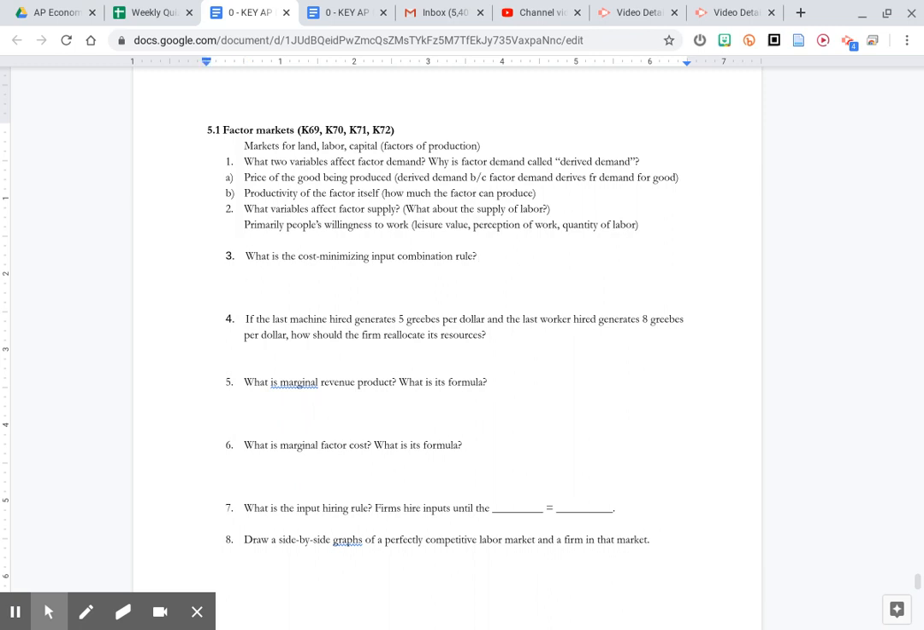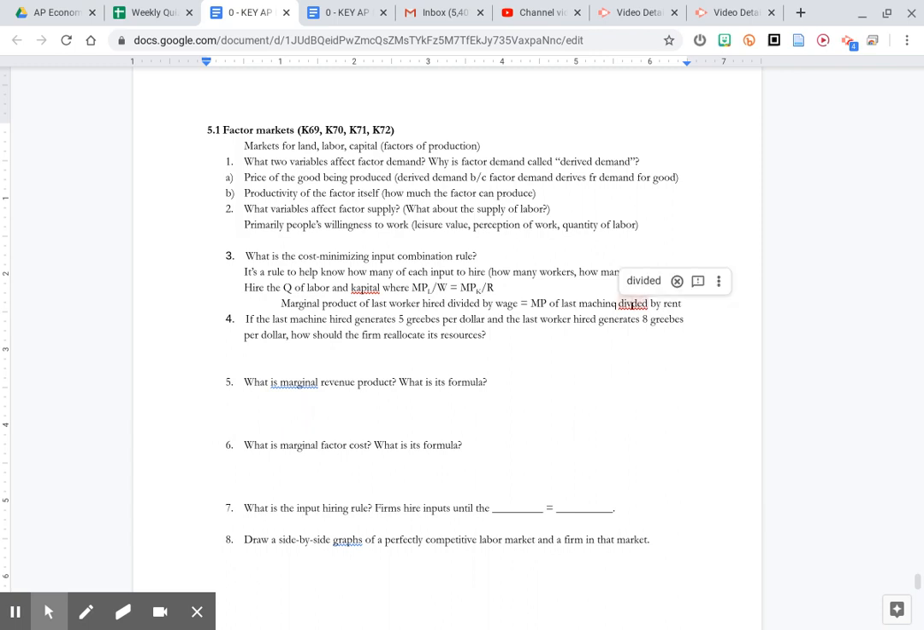The cost minimizing input combination rule. What a mouthful. It's a rule to help know how many of each input to hire. So let's say, how many workers, how many machines. The simple rule is: hire the quantity of labor and capital where the marginal product of the last worker, the marginal product of labor divided by the wage paid to that worker, is equal to the marginal product of the last machine divided by the rental rate of the machine. So MP of the last worker hired divided by wage has to equal the MP of the last machine divided by the rent on the machine, or the price of the machine, is one way to think about that.